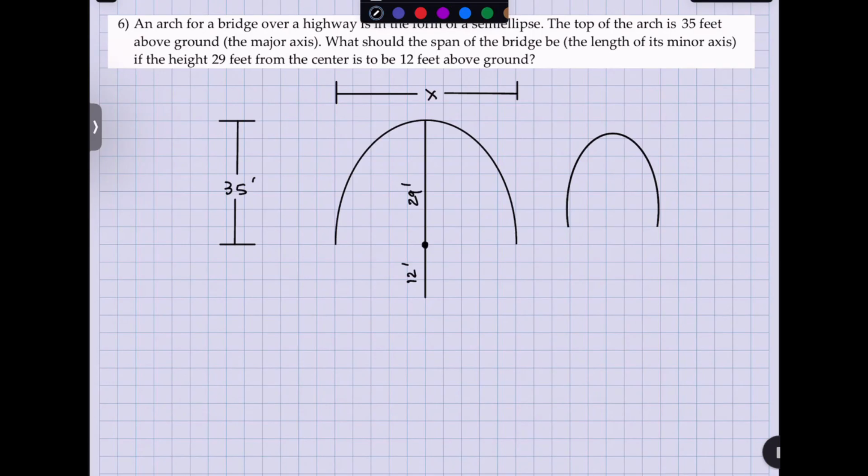No. I thought it means like to the right of the center, 29 feet to the right, and then up 12. That's what I was trying to say. Say that again. So, center, right, 29 feet, and then up 12 feet is a point. He's trying to say.